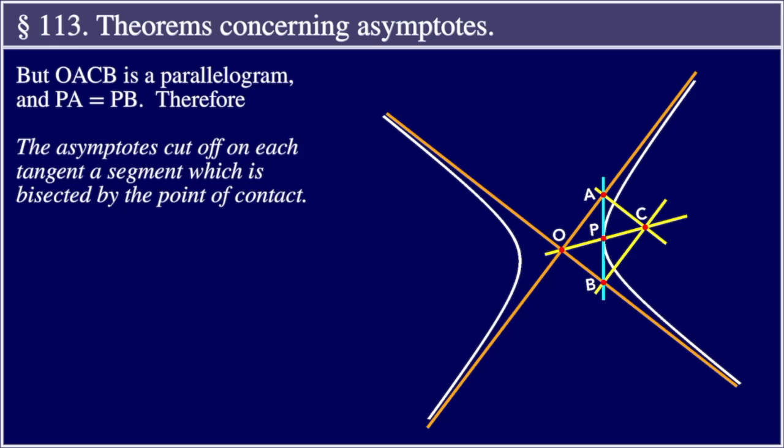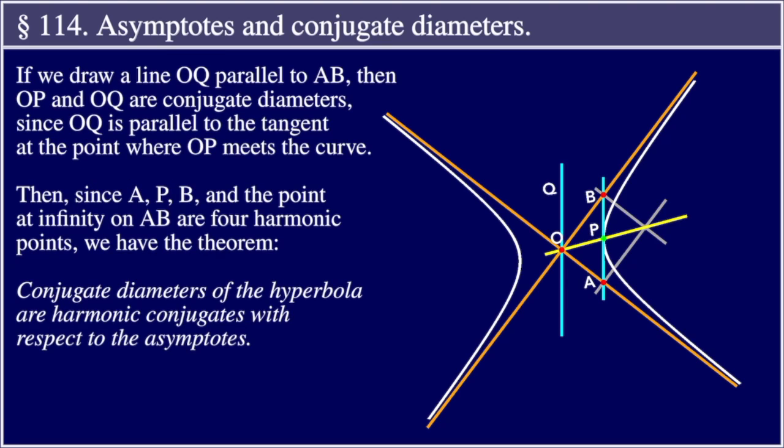Therefore, the asymptotes cut off on each tangent a segment which is bisected by the point of contact. Section 114. If we draw a line OQ parallel to AB, then OP and OQ are conjugate diameters. Since OQ is parallel to the tangent at the point where OP meets the curve, and since A, P, B and the point at infinity on AB are four harmonic points, we have the theorem: conjugate diameters of the hyperbola are harmonic conjugates with respect to the asymptotes.